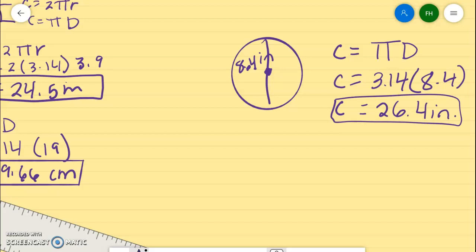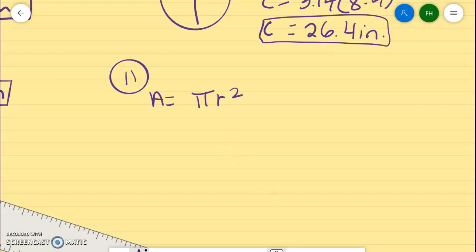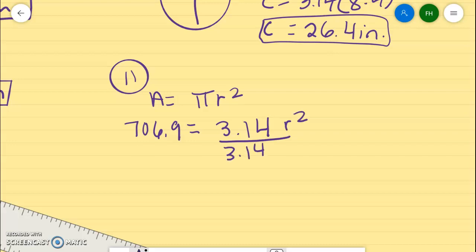Okay, and then the next ones are word problems, and it says find the radius of a circle. So we want to find the radius of a circle, and they're giving us the area. So we know the formula for the area of a circle is pi r squared, and they're saying the area is 706.9. We know pi is 3.14, and we are trying to find the radius. So we plug in what we know. We're going to divide 706.9 divided by 3.14.